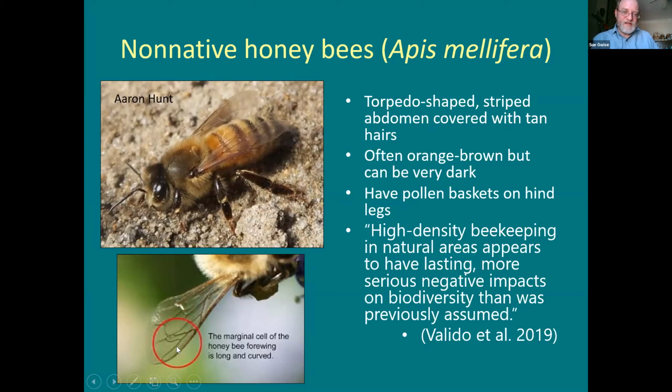So good luck finding that. But if you happen to get a really good view of a honeybee and can see the cell on the wing, the marginal cell is long and curved. So it's like a long sausage instead of a short hot dog.